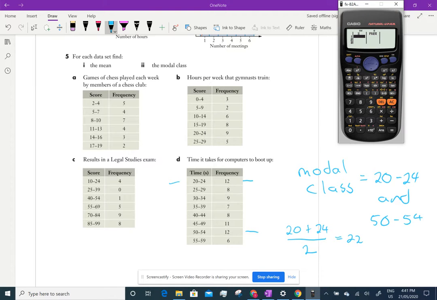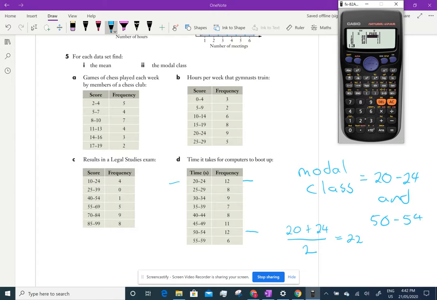So down here, I'm going to have 22, and then it goes up because it's grouped in fives, 27, 32, 37, 42, 47, 52, and 57. Because you can't calculate a mean based on grouped data. You've got to get a class centre. And now we just put these numbers in.